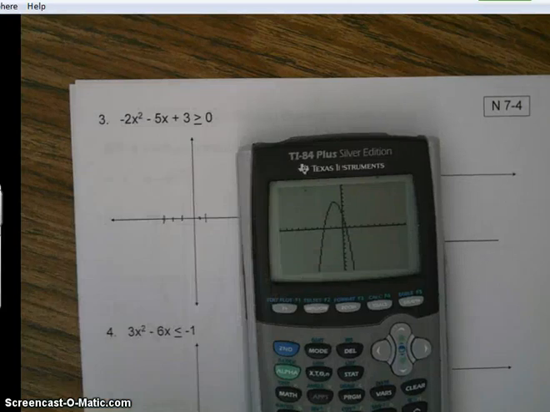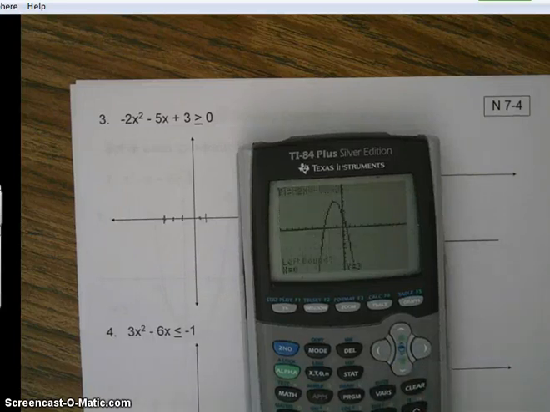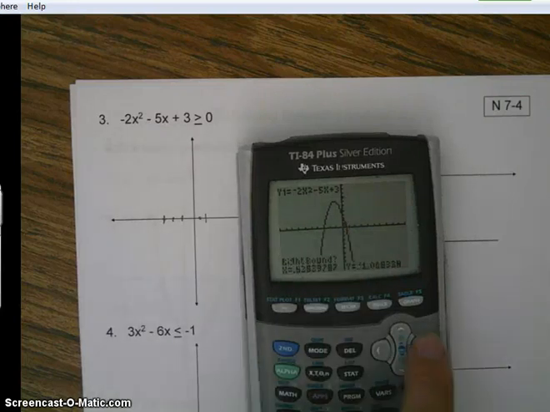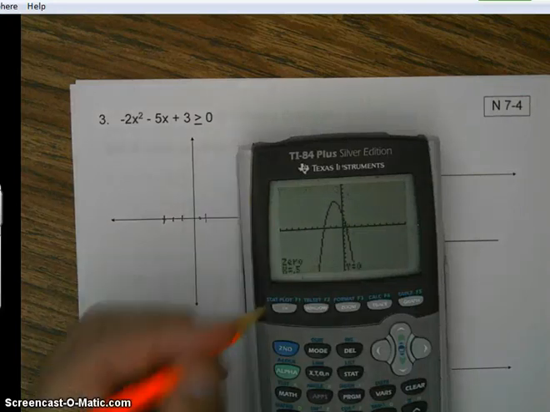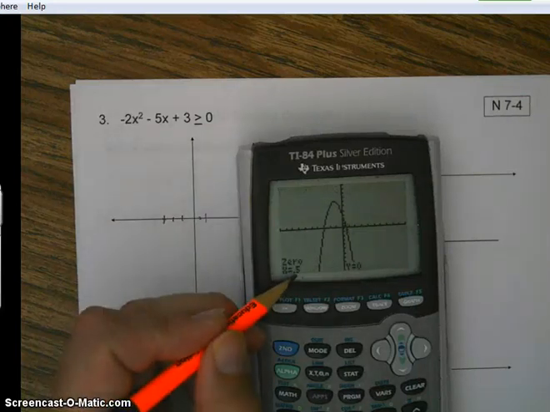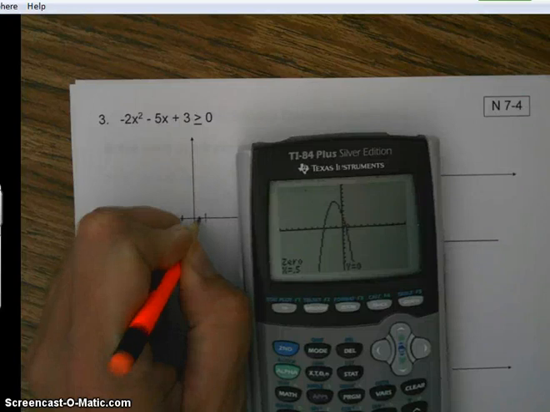But let's find out. Remember to check this, we go to second calc. We're looking for the zero. We're going to go to the left of that zero, enter. We're going to go to the right, enter, enter. So yes, the other solution is 0.5. So we got one at negative 3 and the other one at 0.5.